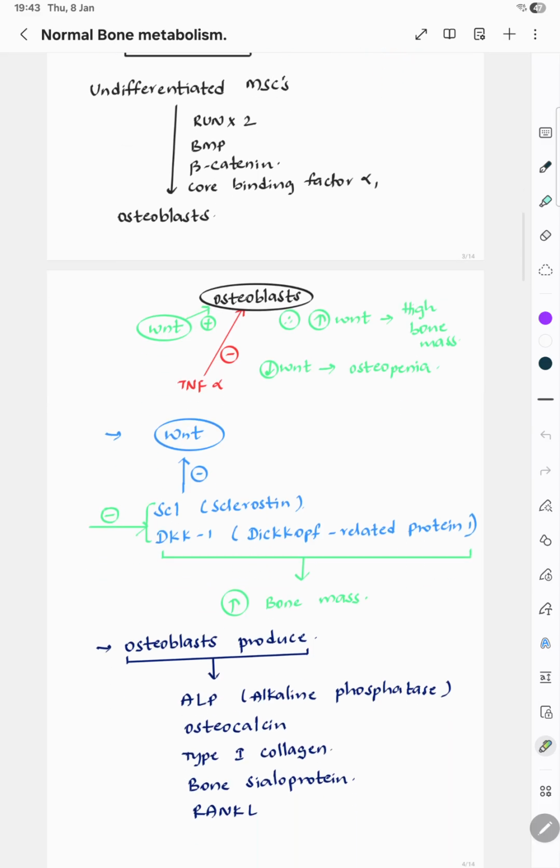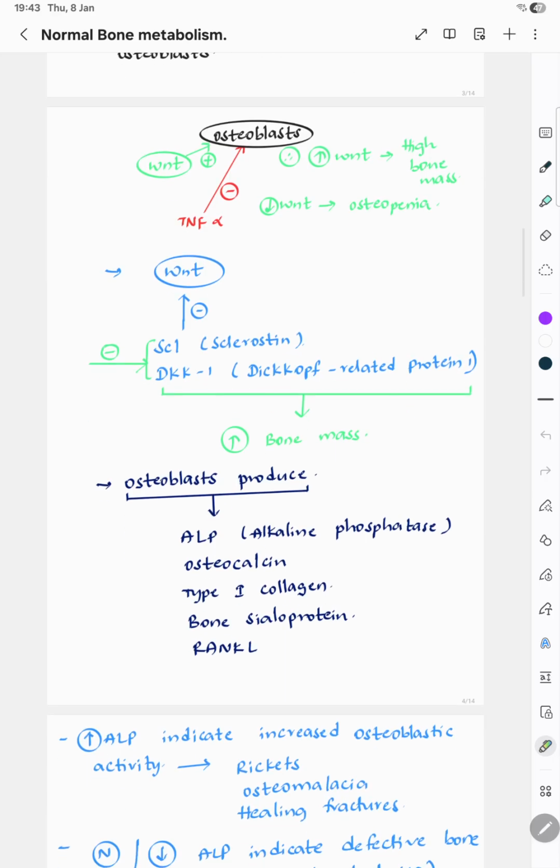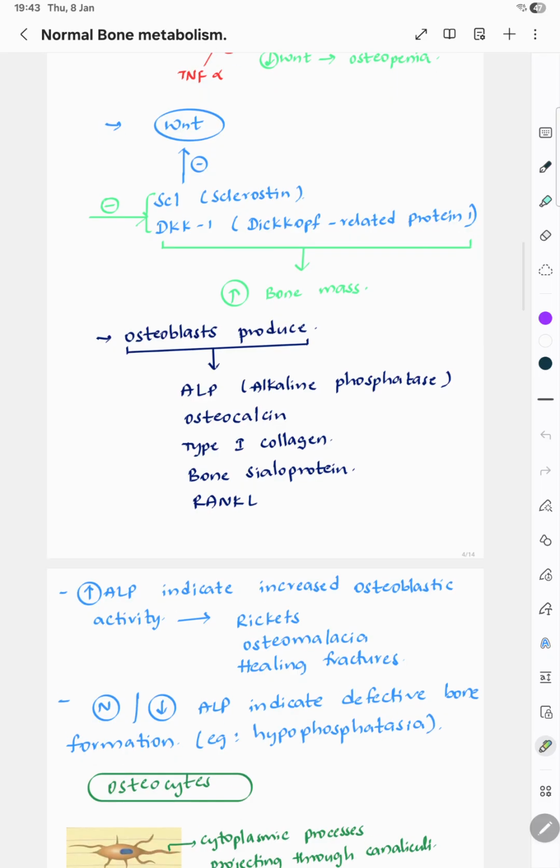Now, sclerostin and DKK1, Dickkopf-related protein 1, inhibit the WNT. Therefore, the inhibition of sclerostin and DKK1 increases the bone mass. Osteoblasts produce ALP, osteocalcin, type 1 collagen, bone sialoprotein, RANKL. These are used as indicators of osteoblastic activity.